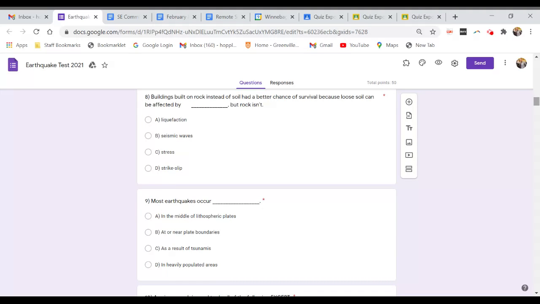Question 8. Buildings built on rock instead of soil had a better chance of survival because loose soil can be affected by what, but rock isn't? Liquefaction, seismic waves, stress, or strike slip.